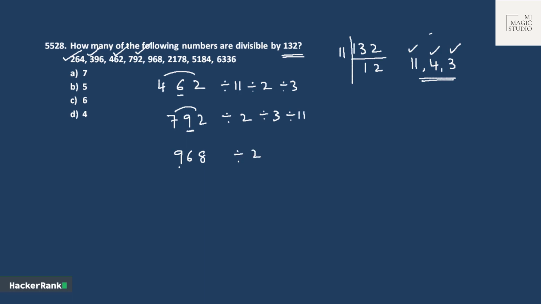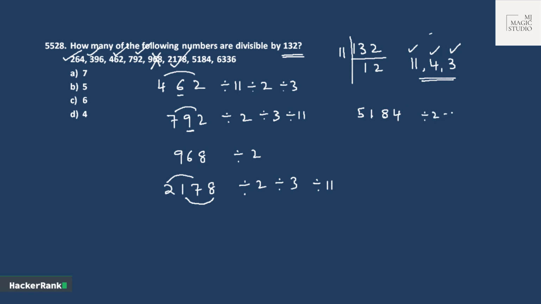Done. 968, it is even, divisible by 2. 9 plus 6 is 15. 15 plus 8 is 23. It is not divisible by 3. That means it is not divisible by 132. 2178, divisible by 2. 15, 16, 17, 18, divisible by 3. 9 minus 9 is 0. It is also divisible by 11. Done.